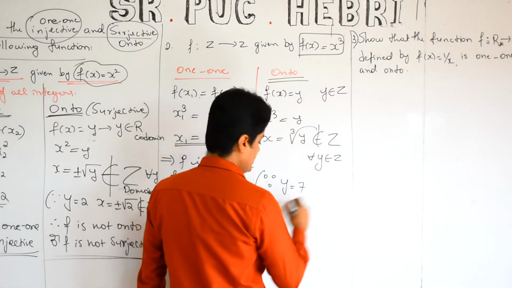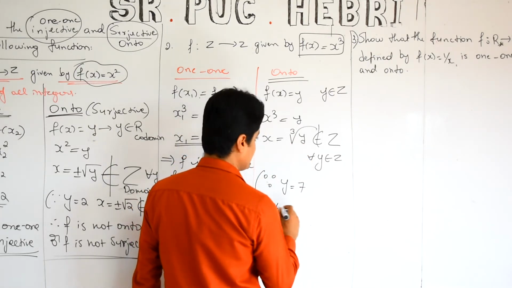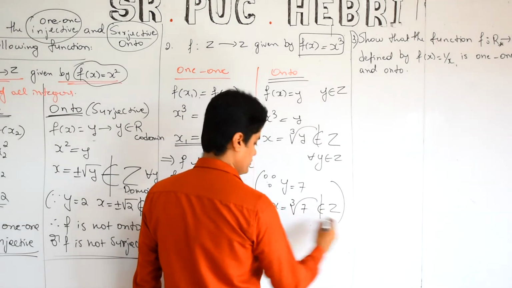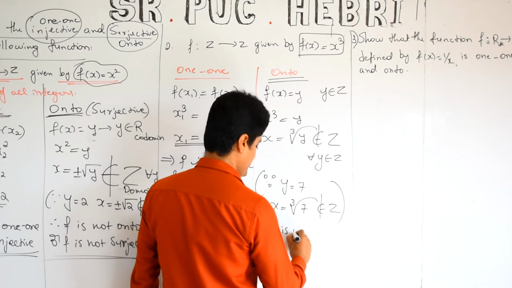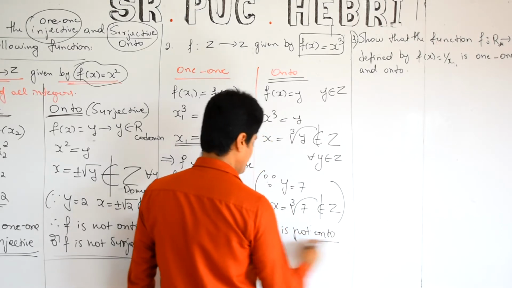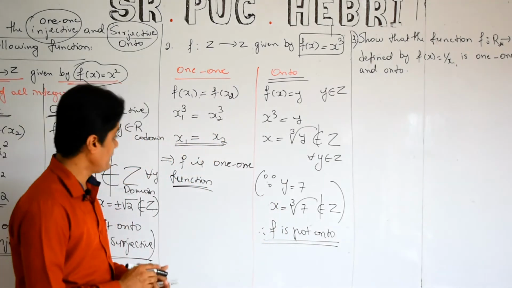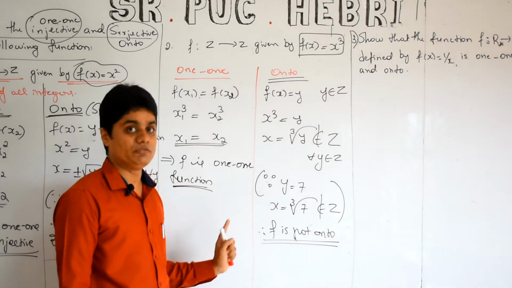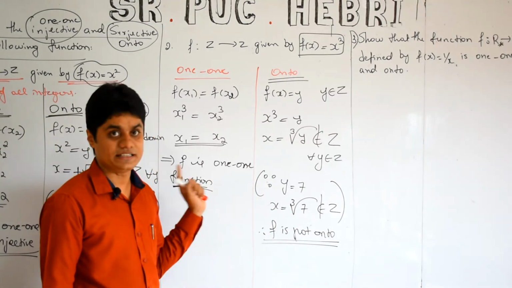So if y is equal to 7, x is cube root of 7. Is it an integer? Definitely no. So f is not onto. See, in this particular problem, you verified that f is one-one but not onto. f is one-one but not onto. Clear? I think that is the problem.